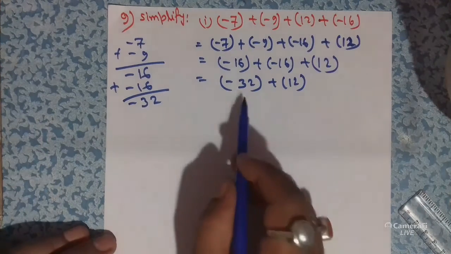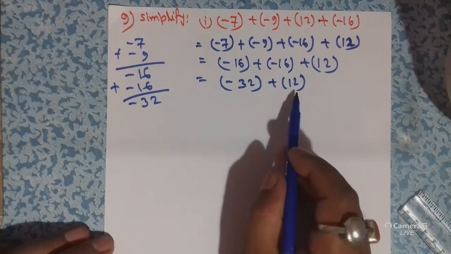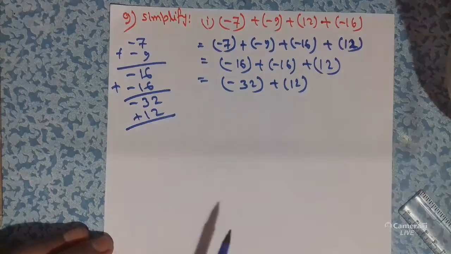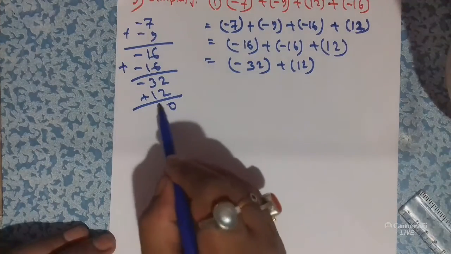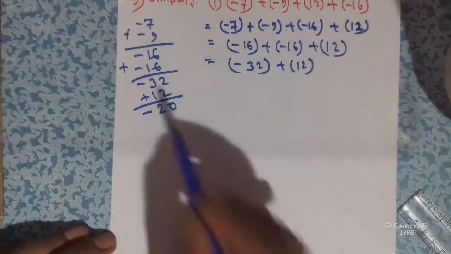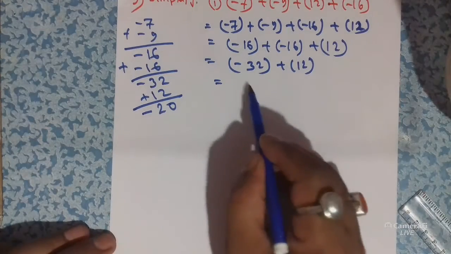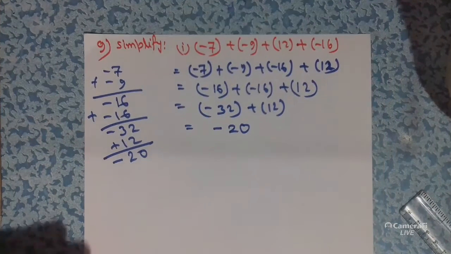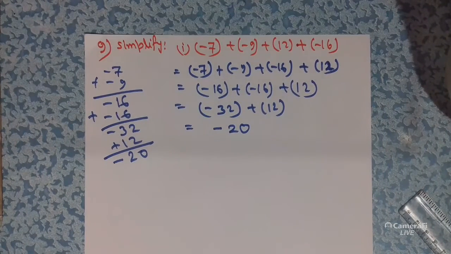Now students, it is negative integers and it is positive integers. So that means we have to subtract. It is positive and it is negative. So it will be 20. And 32 is the largest, so that means we have to put the negative sign. So minus 20 is the answer. I hope all of you understood. Clear, students? I will show you another one.